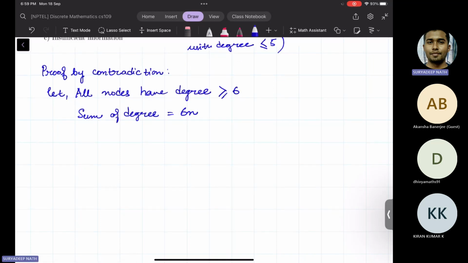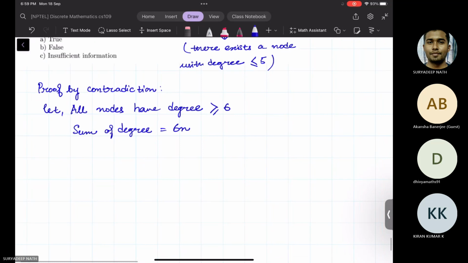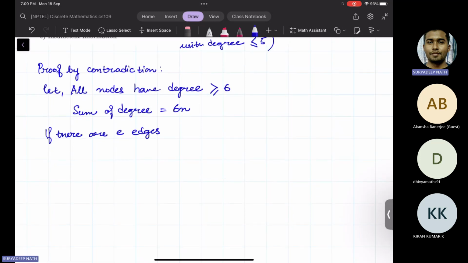Now, if there are e edges, it means that the sum of degrees is equal to 2e. So this sum of degrees would be greater than or equal to 6n, because all nodes have degree at least 6. And if there are e edges, the sum of degrees is twice the number of edges. So that is 2e. So basically 2e is greater than or equal to 6n. So e is greater than or equal to 3n.